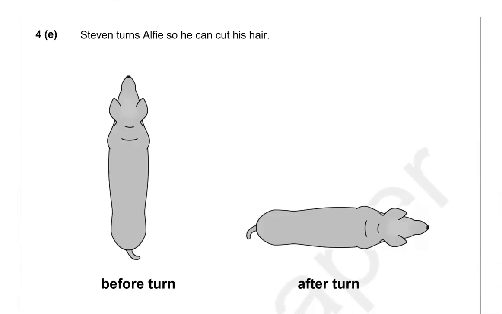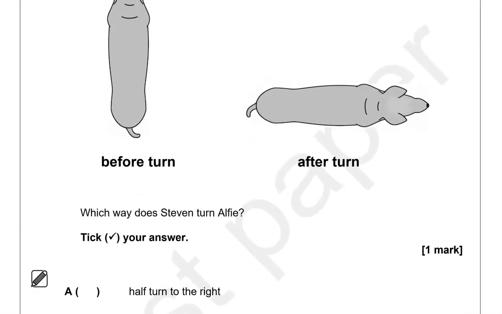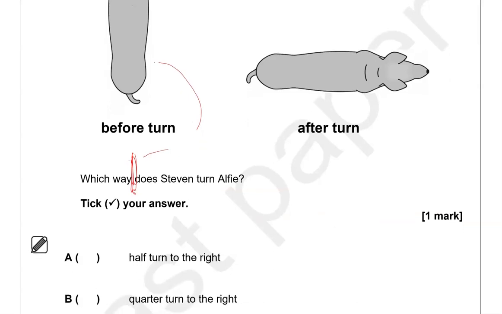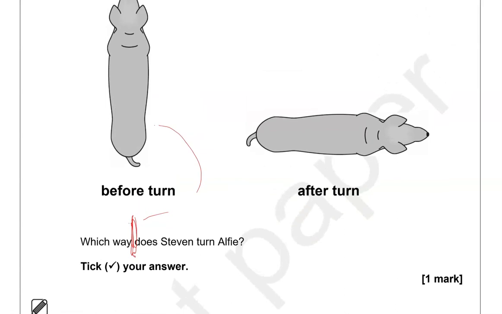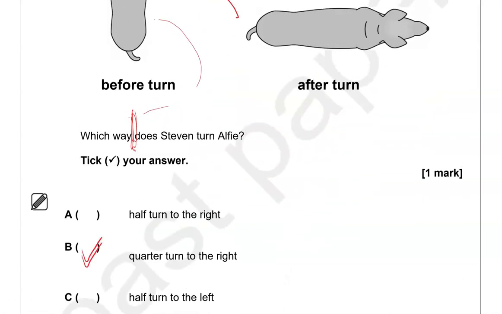Stephen turns Alfie so he can cut his hair. So we've got before turn and after turn. Which way does Stephen turn Alfie? Tick your answer. Is it half turn to the right? Well, half turn to the right, you'd be here, so looking this way with the head here. So that's not correct. Quarter turn to the right. So it's a quarter turn and this is the right. So that's the correct option.